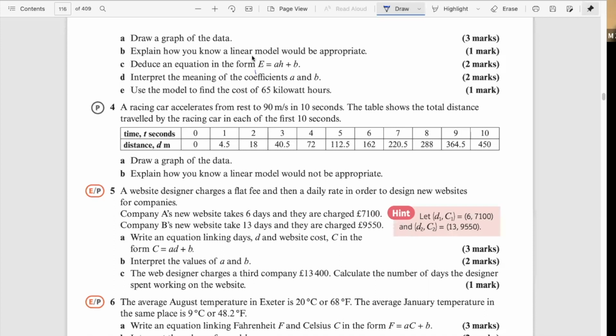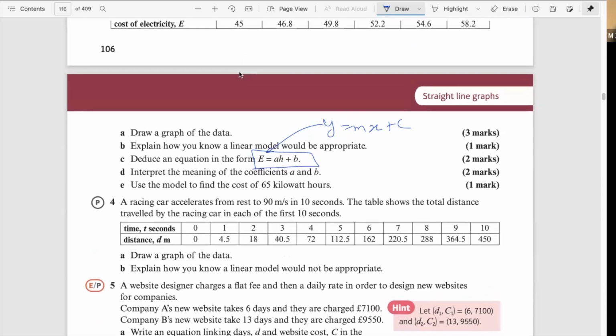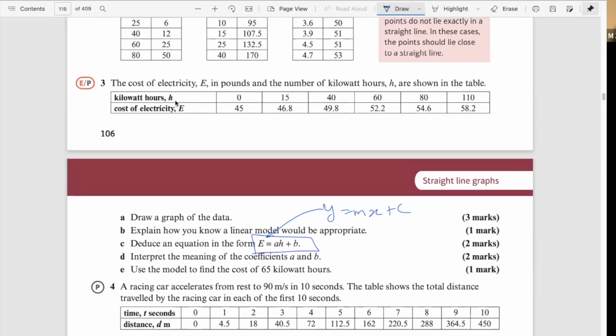Whenever it tells you that there is an equation, reduce an equation in this form. Always remember this is y equals mx plus c. So by just looking at it, we can say that y is a h plus b. And before you solve this, there will be a statement. Look at this h. So this tells you that h is x. So this is actually a h plus b. b is the y-intercept and a is the gradient. So after plotting these points on the graph, the gradient will give you the value of a, and where it cuts the y-axis will give you the value of b.